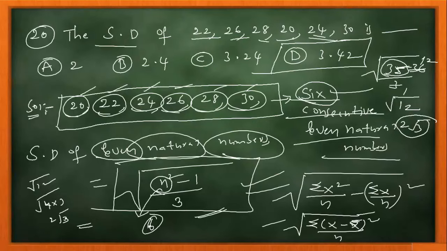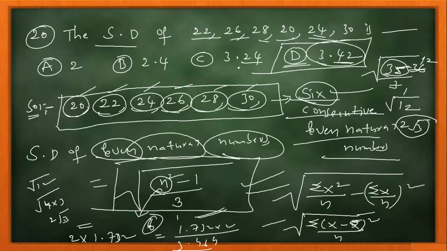And we know the value of root 3 is 1.732. If you multiply 1.732 into 2, you'll get 3.46, like that. It is more than 3.4, not 3.2. C is not possible, A is not possible, B is not possible. Option D is correct, 3.42 is correct.